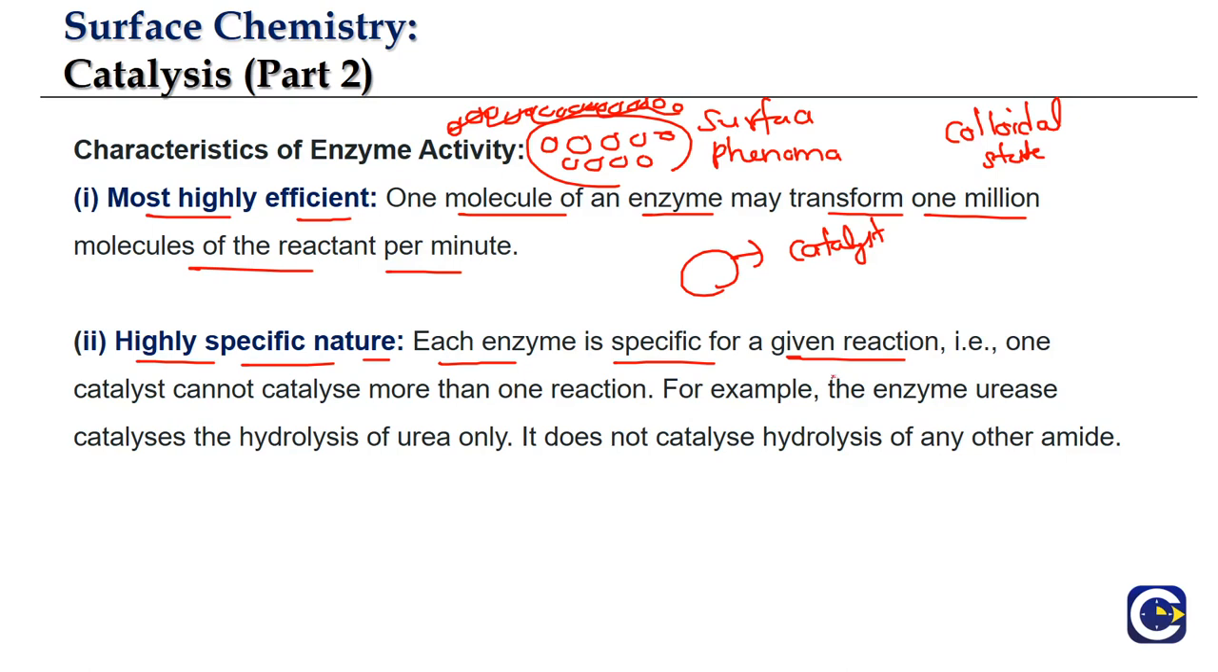So one enzyme cannot catalyze another biochemical reaction. One catalyst will not be able to catalyze more than one reaction. For example, the enzyme urease will catalyze the hydrolysis of urea only. It will not be able to catalyze the hydrolysis of any other amide. So the catalytic activity is limited to a particular reaction. We will see this once we talk about the mechanism of enzyme activity, and we will be able to understand why this highly specific nature of enzymes comes about.